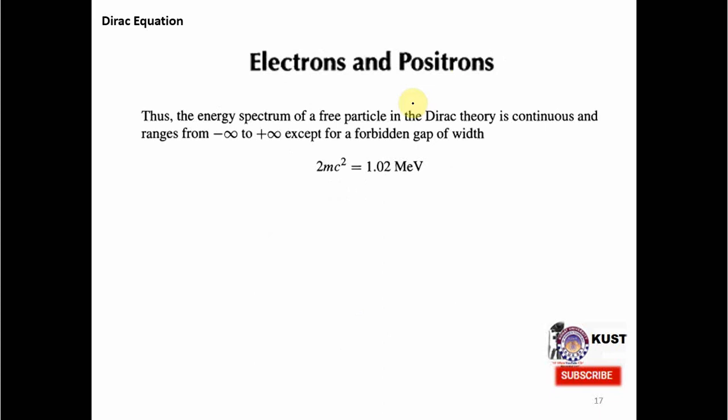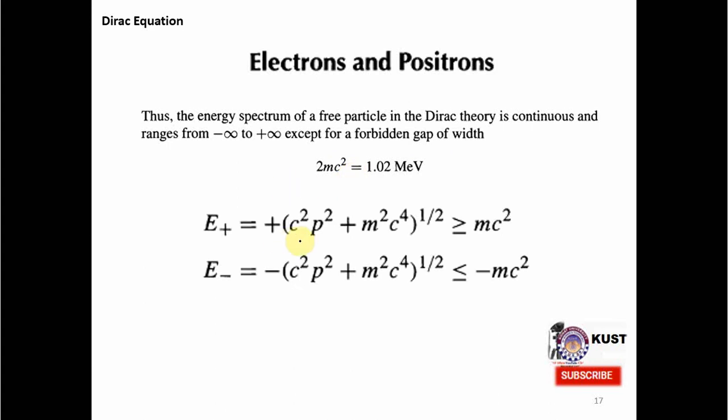So electrons and positrons. Thus the energy spectrum of a free particle in the Dirac theory is continuous and ranges from minus infinity to plus infinity, except for the forbidden gap of 2mc², 1.02 MeV. And these are now the 2 solutions, as you can see, the E plus and E minus, that is the positive energy solution and the negative energy solution. The positive energy solution corresponds to a particle, say the electron, and the negative energy solution to the positron or the antiparticle.